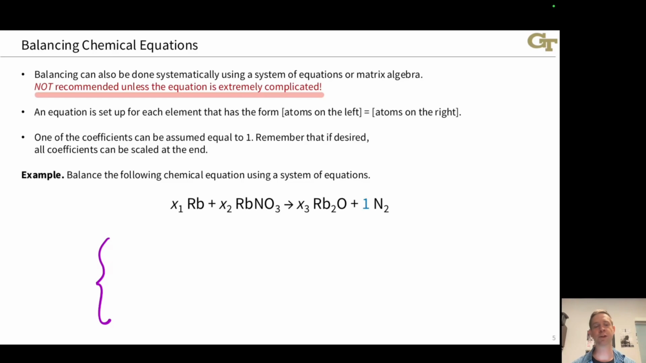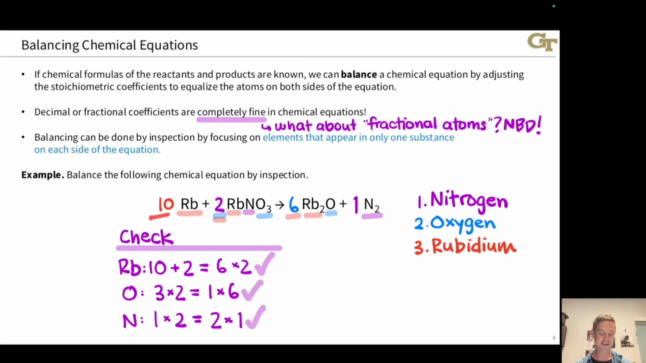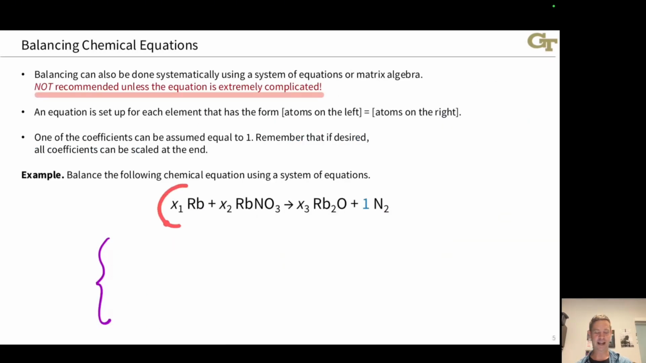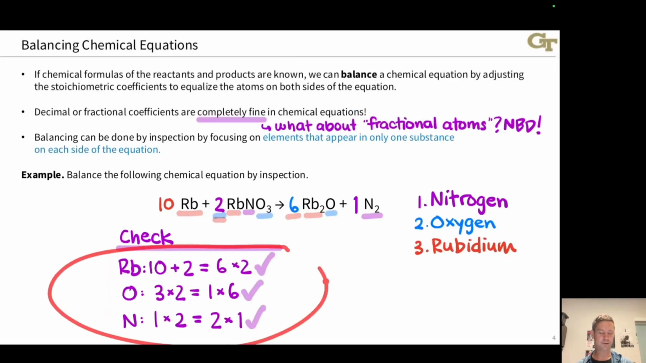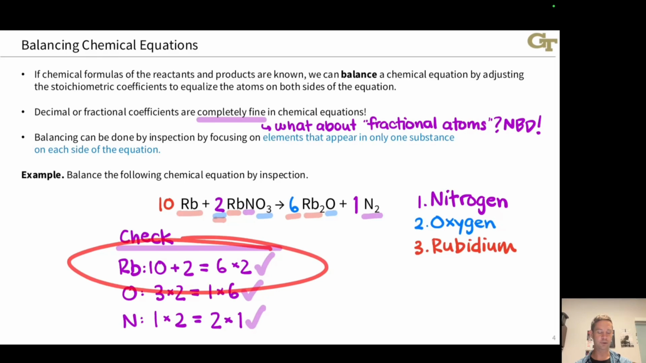Okay, so how do we do this? Well, I actually want to work with this example because we already know the answer, right? From the previous slide, we know we're going to get 10, 2, and 6 for these coefficients that I've now labeled x1, x2, and x3, reminiscent of a system of linear equations. What we're going to do is write these balance equations, just inserting variables, imagining we don't know what the coefficients are yet, but we know that they have to obey these three equations, one for rubidium, one for oxygen, one for nitrogen.